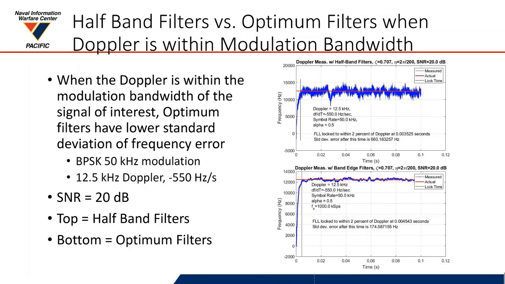But we have to be careful. We have to judge how effective the half band filters are in place of the optimum filters in the scenario where the Doppler is within the modulation bandwidth. So I reran the scenario where the Doppler starts at 12.5 kilohertz and changes by minus 550 hertz per second. And I see that it has a similar locking time, but the standard deviation of the error is significantly worse. And that makes sense because the optimum filters are designed to minimize that error.